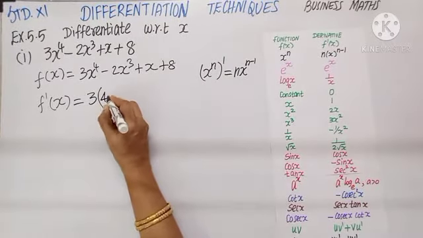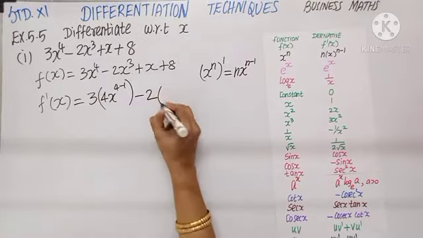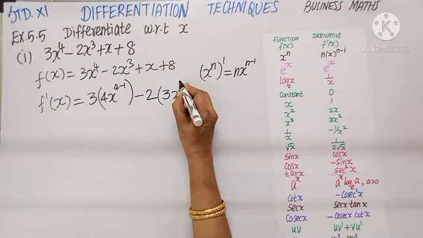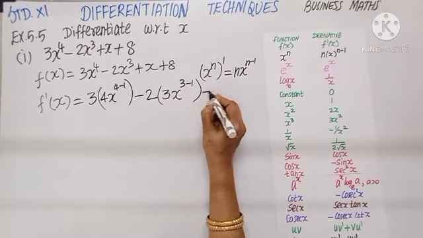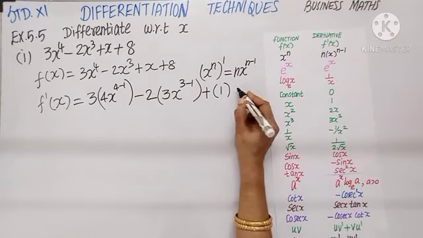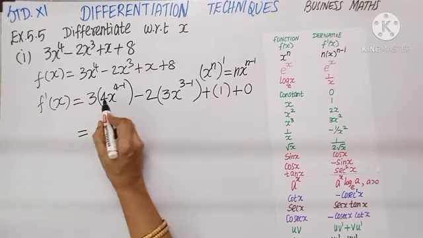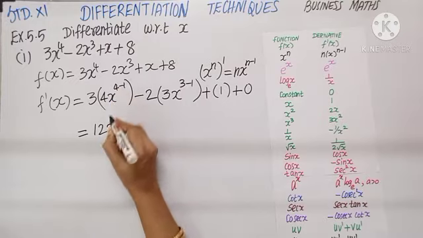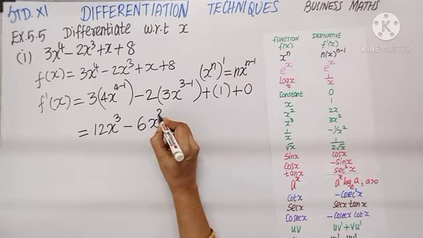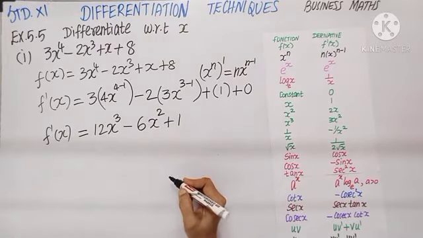Applying, 4x power 4 minus 1, minus 2 into x power 3, apply the formula, 3x power 3 minus 1, plus x will become 1 as we have done here, plus constant will become 0. It is 12 x power 4 minus 1, 2 3s are 6 x power 2, plus 1. So this we call f dash of x.